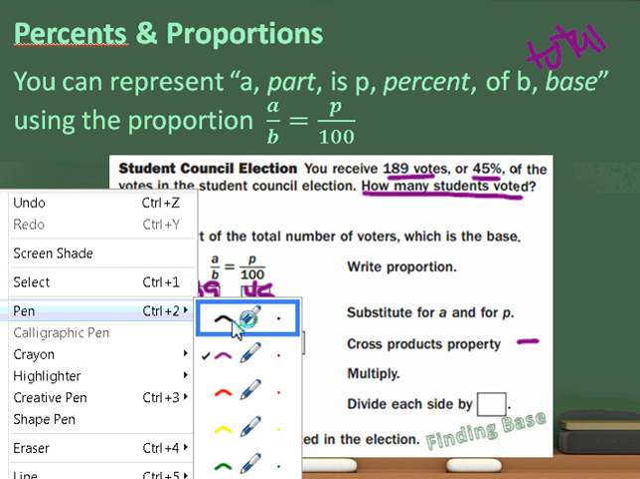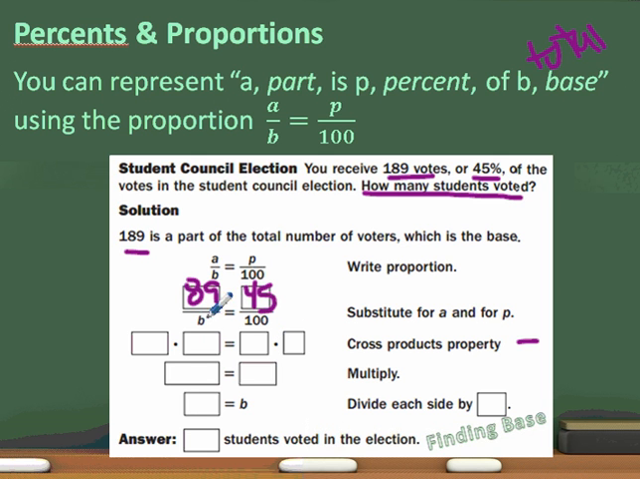We'll go black, we'll just go basic. So if I take 45B, because I'm cross multiplying, and 189 times 100, and I think they would have done it differently, and you can do it differently. Then I'm going to get 45B, pretty simple on that side, right? But then I get 18,900.